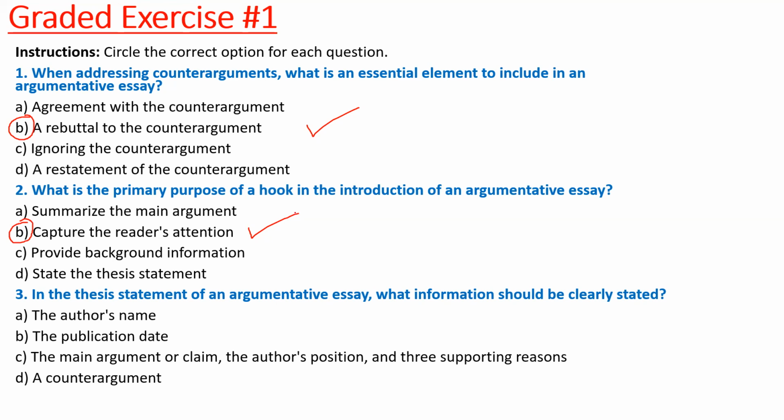All right, and that's the last question. It says, in the thesis statement of an argumentative essay, what information should be clearly stated? I put C, but I don't know if that's right. The thesis statement, you need the author's position and the three reasons, right? Yes. Very good, so it is C. All right, so everyone got all three, right? I did. Very good.